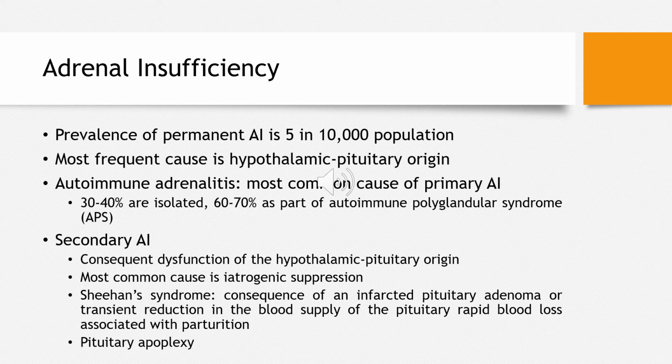A major distinction between these forms of adrenal insufficiency is that mineralocorticoid deficiency invariably accompanies primary AI, but this does not occur in secondary AI. Here, only ACTH is deficient and the renin-angiotensin-aldosterone axis is intact. Secondary AI is also seen in the setting of Sheehan syndrome. This is a consequence of an infarcted pituitary adenoma or transient reduction in the blood supply of the pituitary, with rapid blood loss associated with parturition.